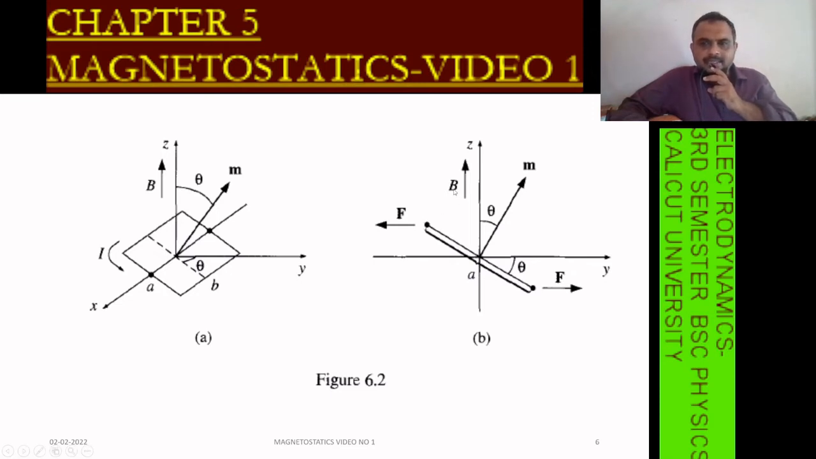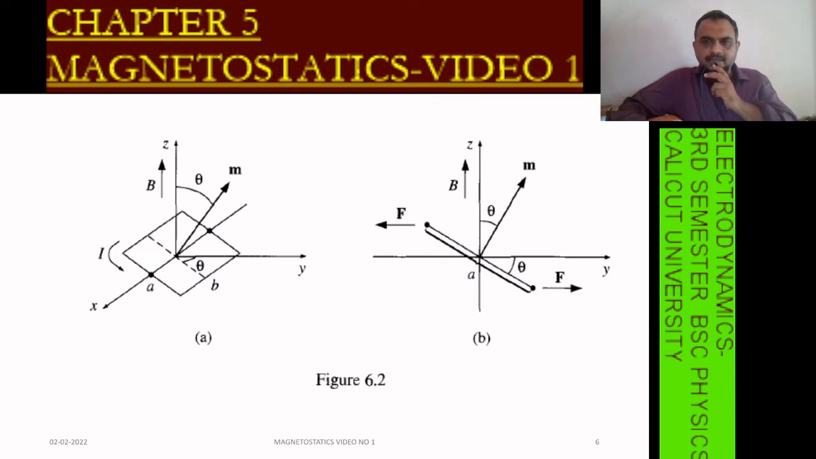But you can see here the magnetic field is in the z direction, but the force is in the minus y direction. Here also the magnetic field is in the z direction, but the force is in the minus y or plus y direction. So the force is perpendicular to the magnetic field, but in the electric field the force is parallel or anti-parallel to the electric field. And I am applying a magnetic field which makes an angle theta with the magnetic moment. So this magnetic dipole or loop produces forces, and these forces are not in the same line of action.